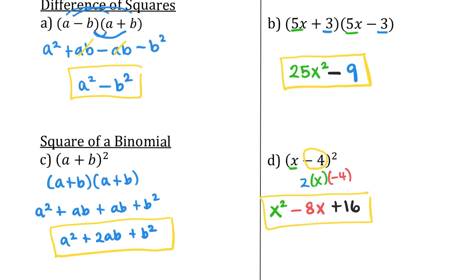Okay, now some people like to go straight from here to here. You're welcome to do it. But if you don't remember or you're not confident, just write it out twice and multiply it.